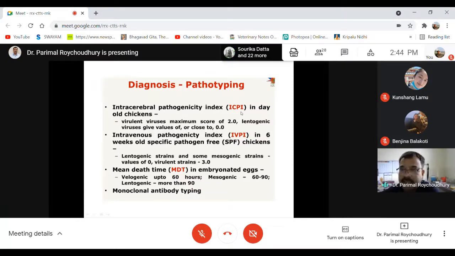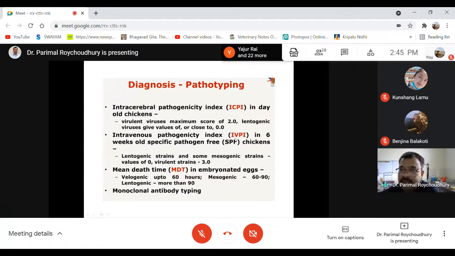pathogenicity index, where intracerebral inoculation leads to the death of the chicks, and the score is recorded. And if the score becomes almost 2, then it's considered to be a velogenic strain. Gradually, when it's mesogenic, it will come around 0.8 to 1, and lentogenic is very less, 0.25, or even it may be 0.